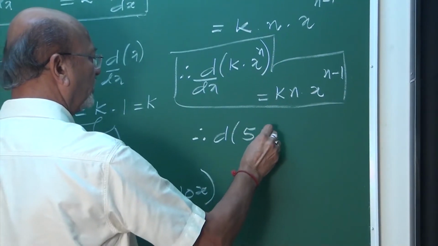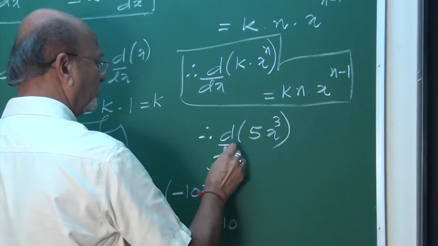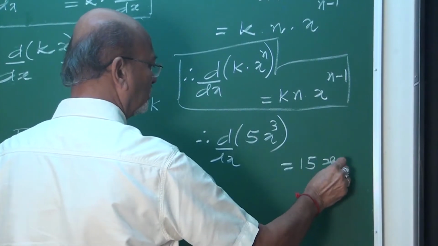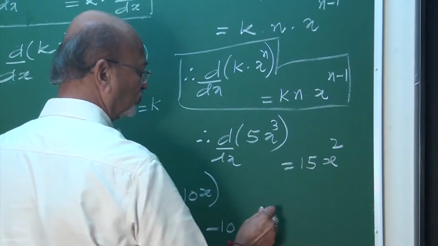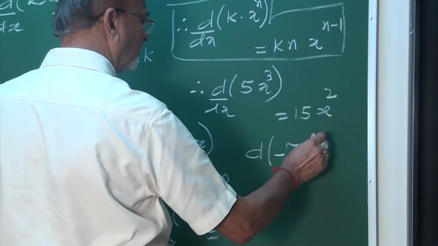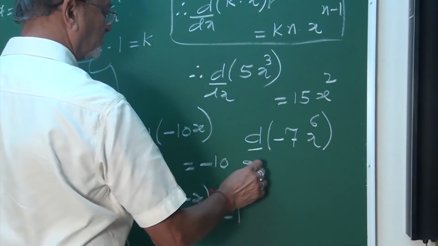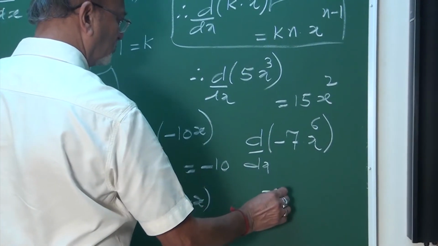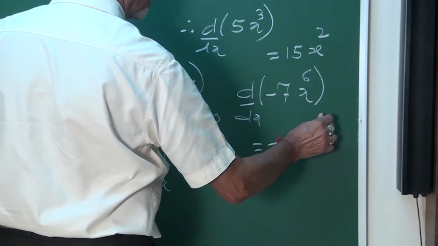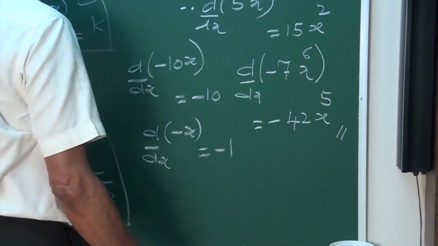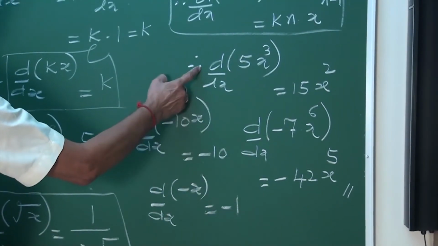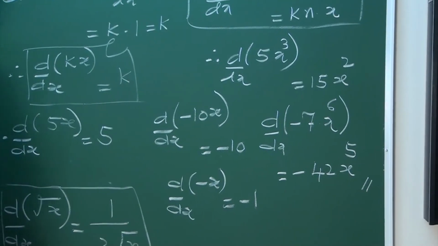Therefore, while writing, you can write directly. The derivative of 5x to the power 3 with respect to x: 5 into 3 is 15, x to the power 1 less, 3 minus 1 is 2. Like that, the derivative of minus 7 into x to the power 6 with respect to x is minus 42, x to the power 1 less, 5. Like this, my friends, you can write directly while doing examples. There is no confusion, my friends.